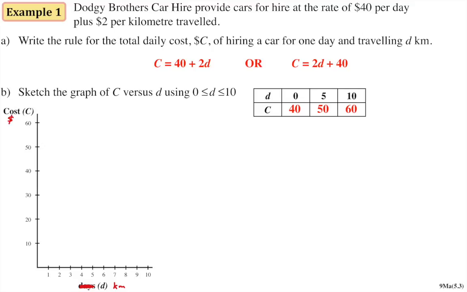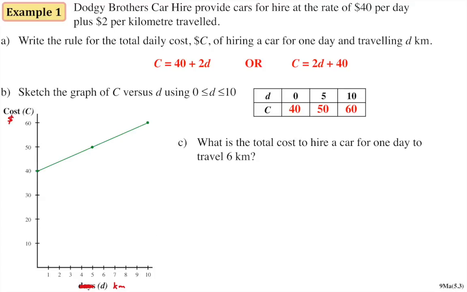So let's plot our points. The first point that we're plotting is 0, 40. So out 0 kilometres, up 40, and we put a dot there. Then we go out 5, up 50, and we put a dot. Out 10, up 60, we put a dot. Join them, and there's our sketch of C versus D.